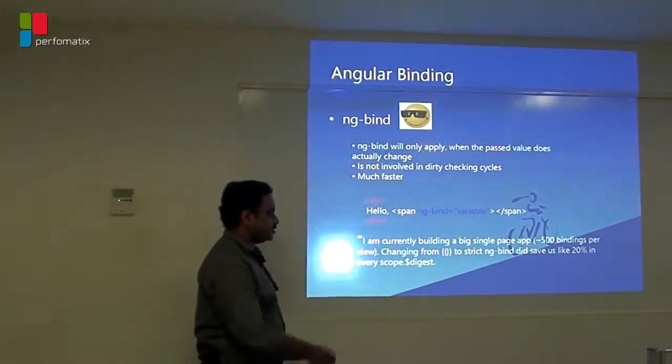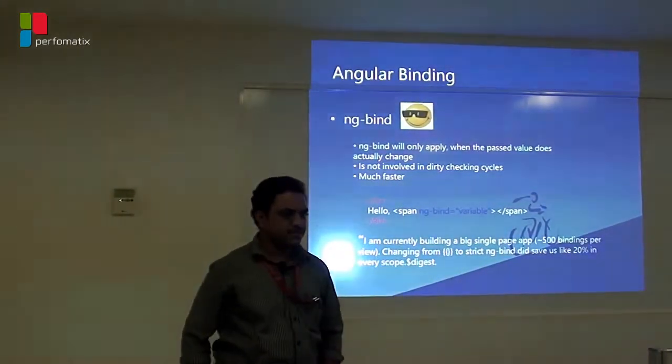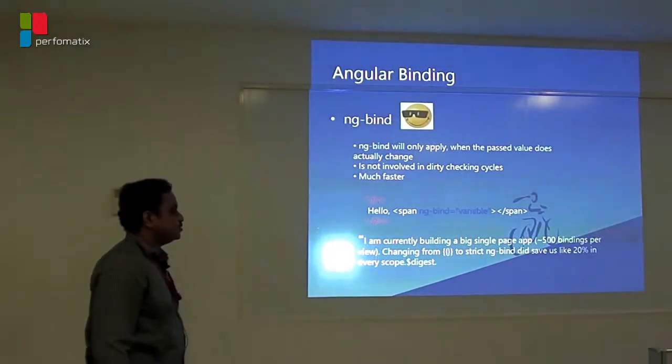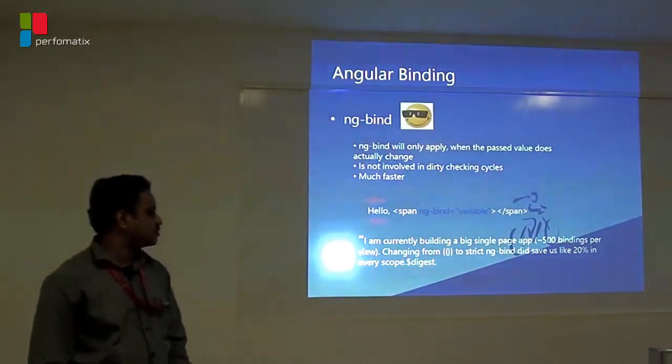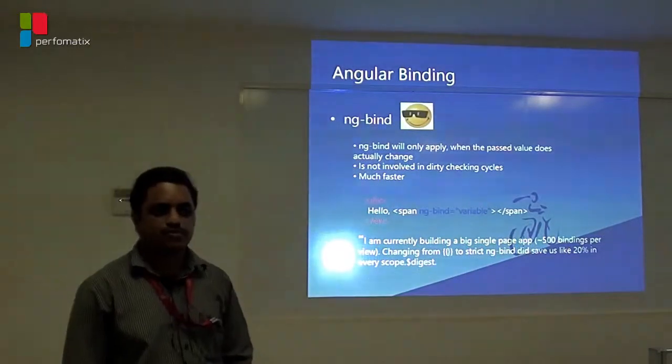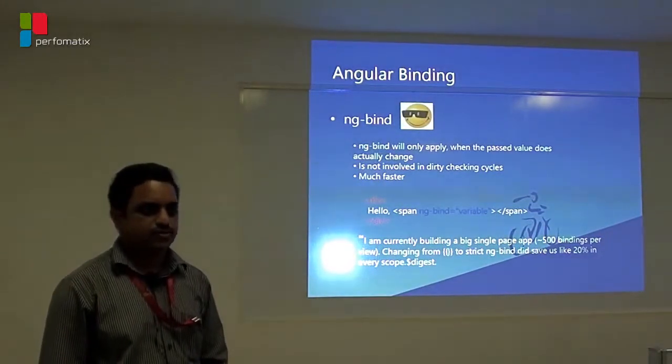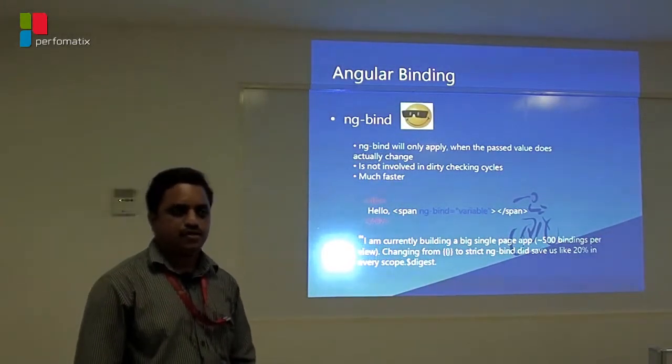That's the quote I found on Stack Overflow when I searched about this. This guy says he has something like 500 bindings per view, and when he changed to ng-bind, it saved about 30% in his digest. So that's going to improve it in our case too.